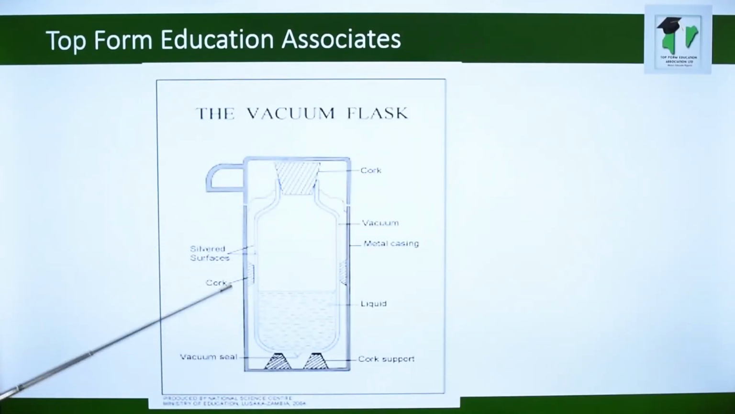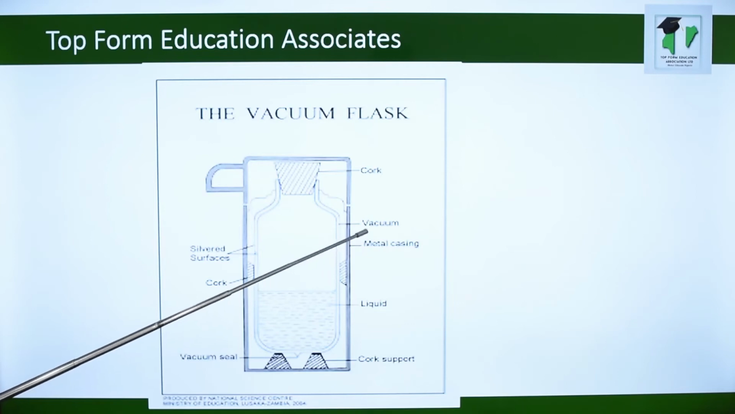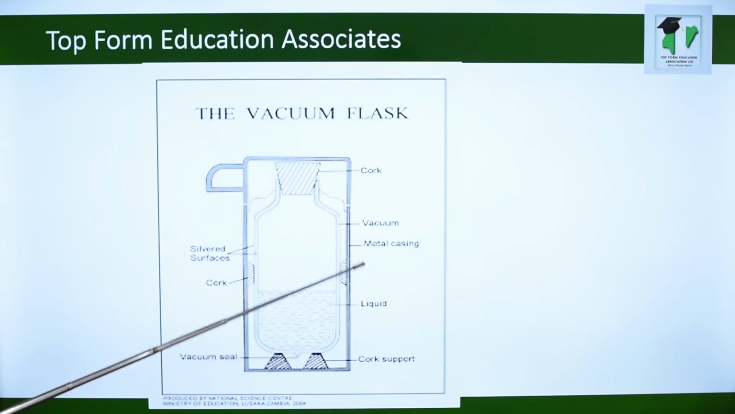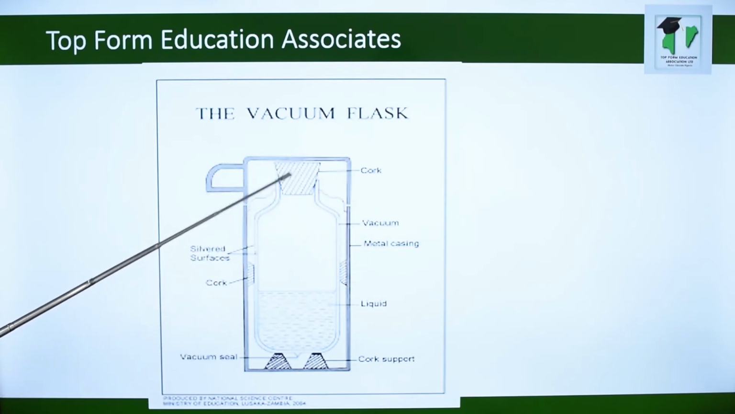These are the parts: the silver surfaces, 1, 2. You have the cork here. You have the vacuum seal. You have the cork supports, which support holding this vessel here. You have the liquid inside; it could be your hot water or your hot tea. You have the metal casing. You have the vacuum in between the silver surface here and this metal casing. You have the cork again, a cork here as a cover.